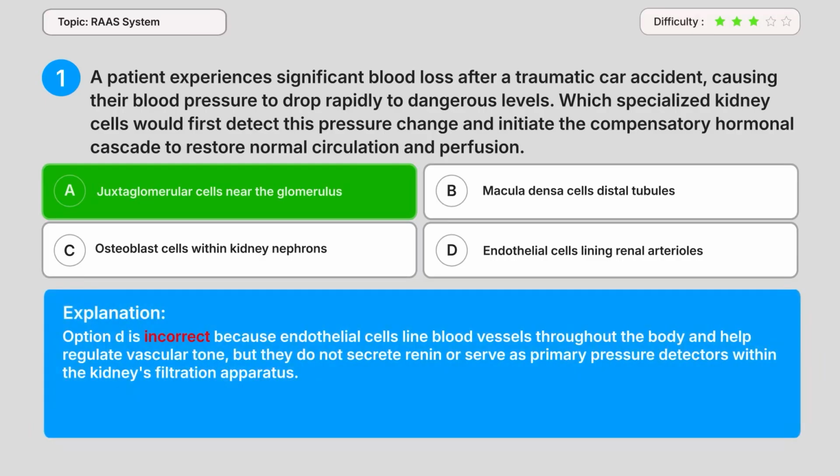Option D is incorrect, because endothelial cells line blood vessels throughout the body and help regulate vascular tone, but they do not secrete renin or serve as primary pressure detectors within the kidney's filtration apparatus.